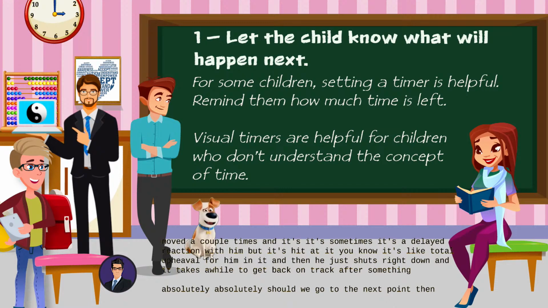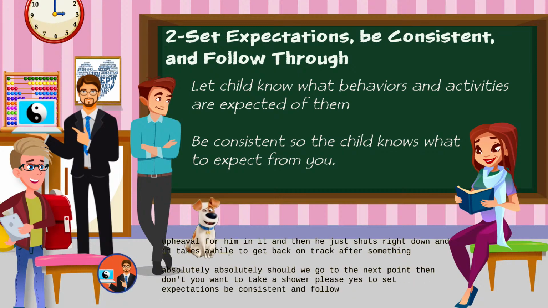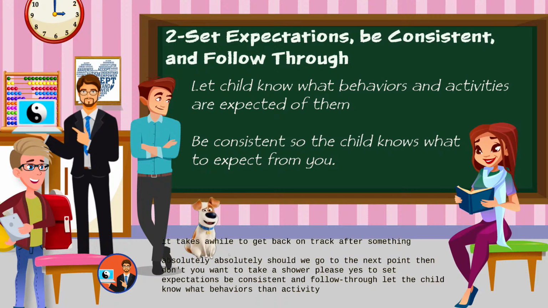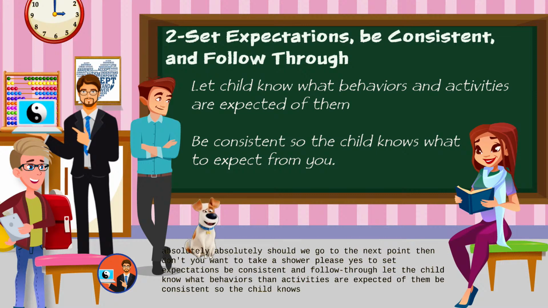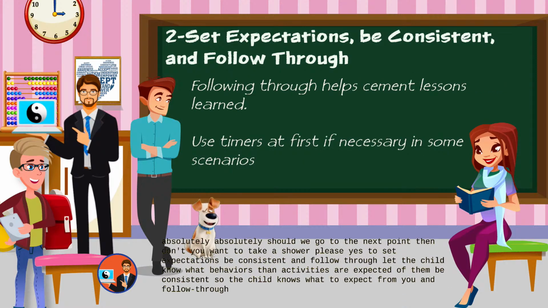Boole, do you want to take us through this one? Yes, please. Yes. Number 2, set expectations. Be consistent and follow through. Let the child know what behaviors and activities are expected of them. Be consistent so the child knows what to expect from you. And follow through helps cement lessons learned.